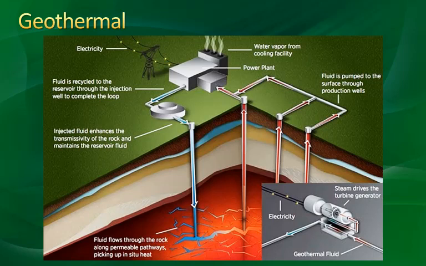Geothermal is another way to generate electricity. You're taking the hot water up through the pipes and then sending it to the power plant. It heats up steam, turns the turbine, turns the generator, and you get electricity coming out, and then you send that cooler water back down through the Earth's crust.